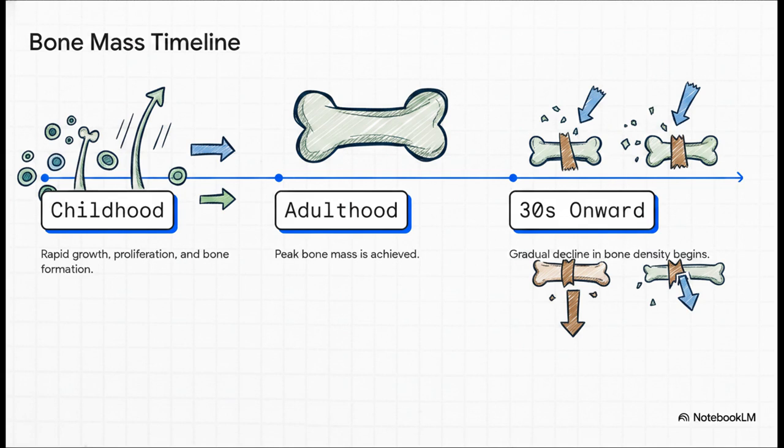We get rapid growth, proliferation, and bone formation. This massive construction project continues full steam ahead until early adulthood, which is where we hit our peak bone mass. This is literally the highest bone density you will ever have in your life.